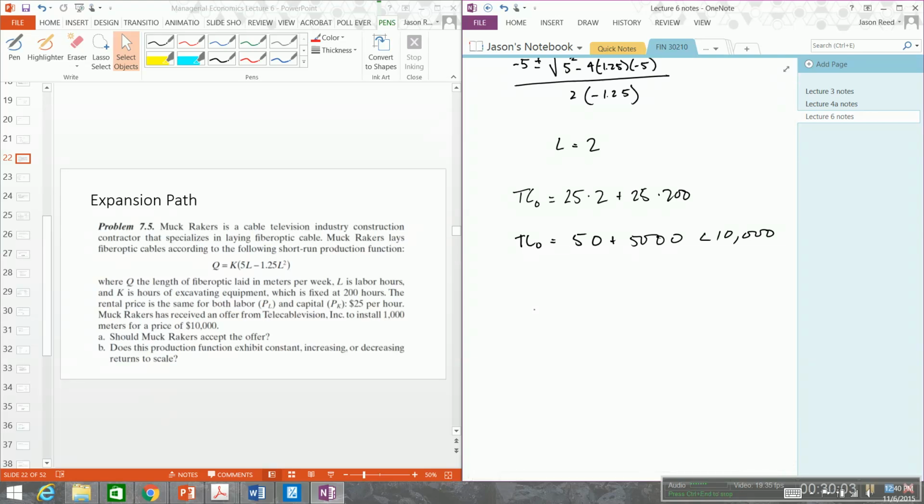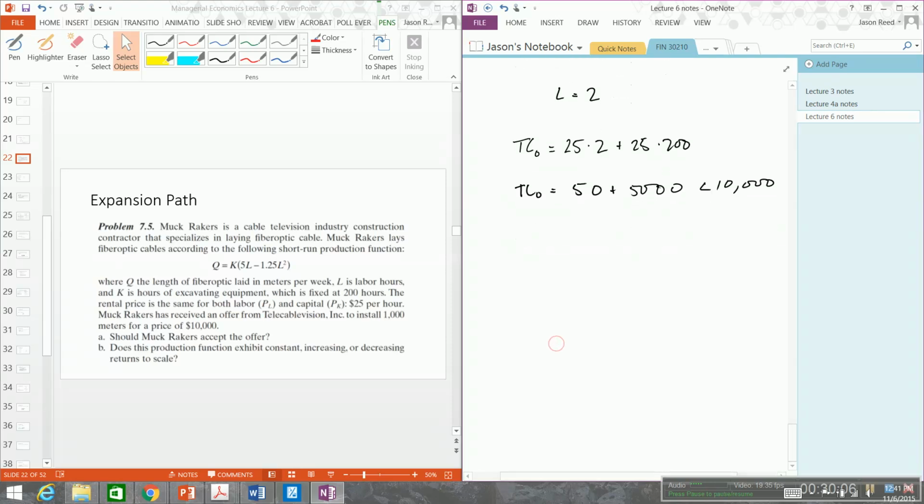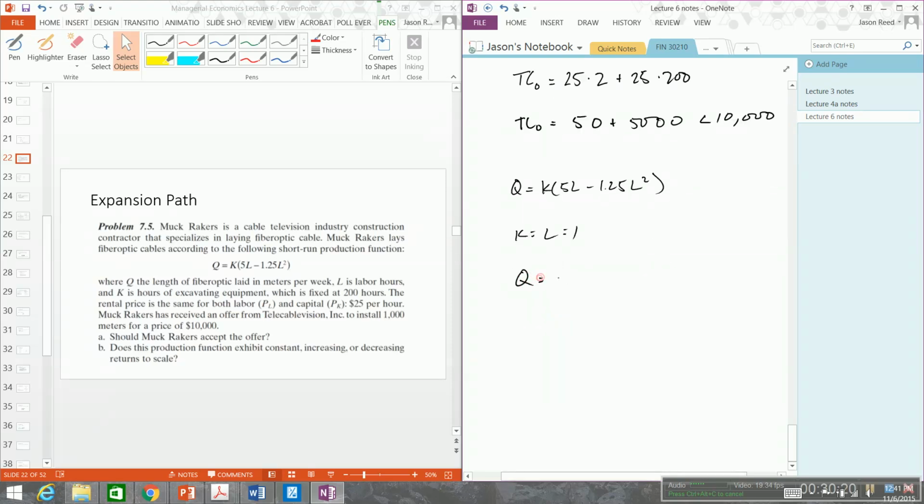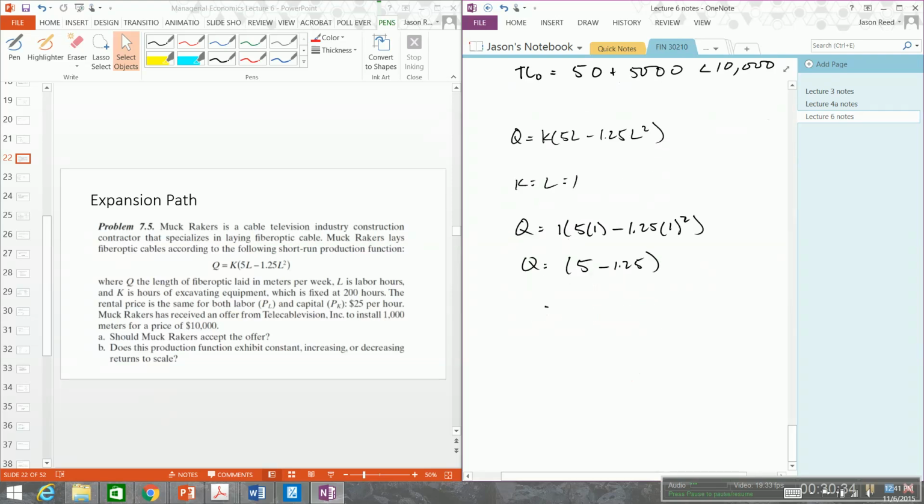And then the second part of this, does the production function exhibit constant, increasing or decreasing returns to scale? Again, we know how to solve that. Let's look at our production function again, and let's set K and L equal to 1. If that's the case, then we're going to have 1 times 5 times 1 minus 1.25 times 1 squared. And we should get 5 minus 1.25, which is equal to 3.75.